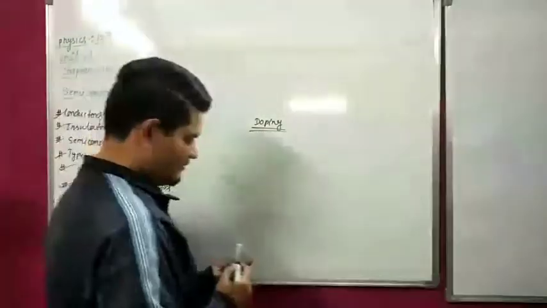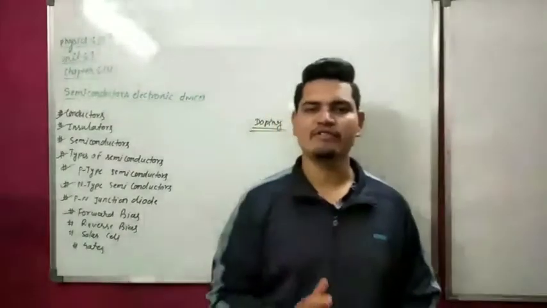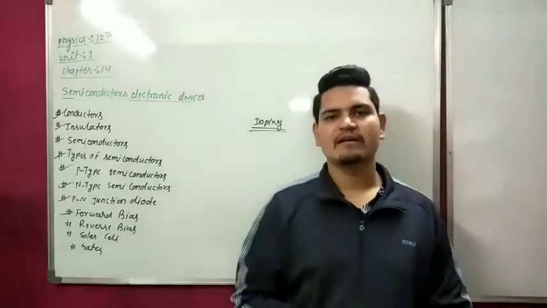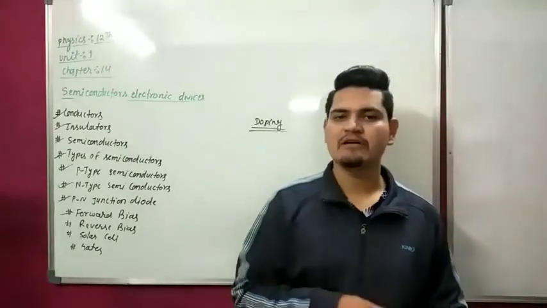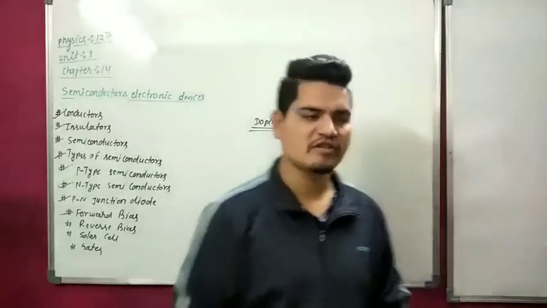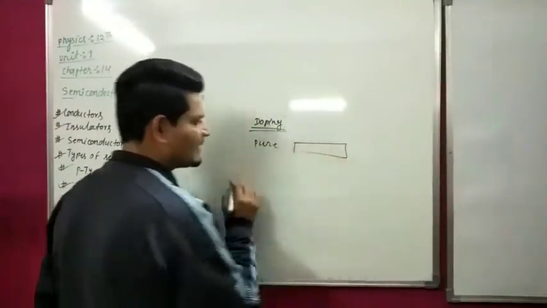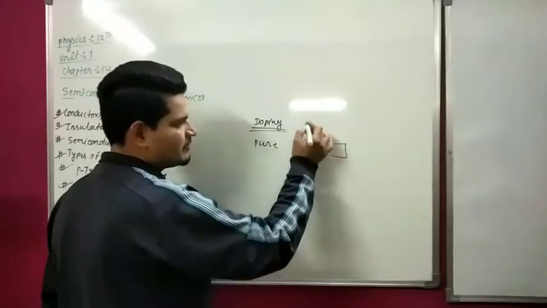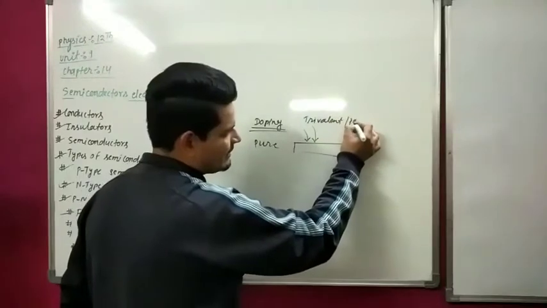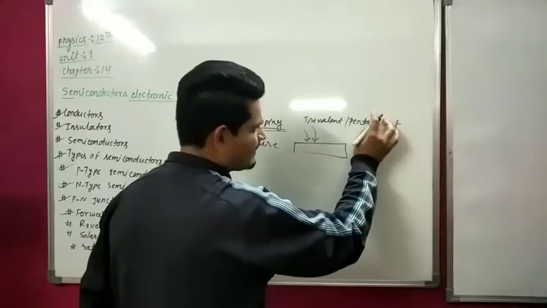So what is doping? When impurities are added to a pure semiconductor, this process is called doping. So doping is the process of adding impurities to the pure semiconductor. So this is our pure semiconductor and we are adding such impurities, and the impurities may be trivalent, or it may be from the pentavalent group.